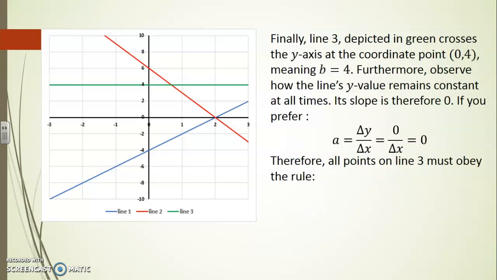Finally, line 3, depicted in green, crosses the y-axis at coordinate point 0, 4, meaning b is 4. In addition, you'll notice that the slope is 0 as there is no change in y. Therefore, all points on line 3 must obey the rule y equals 0x plus 4, which we would simply write y equals 4.